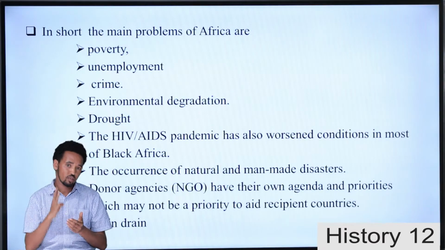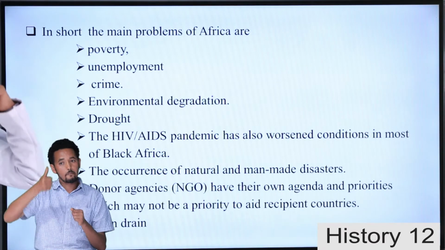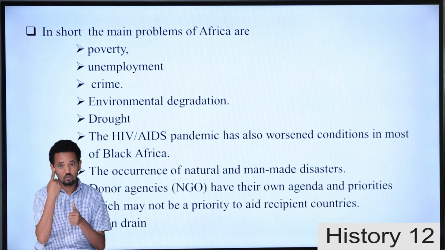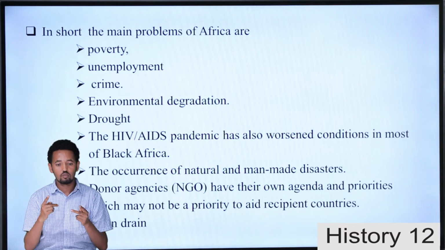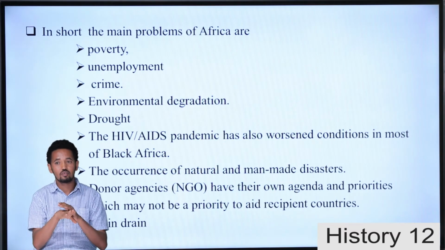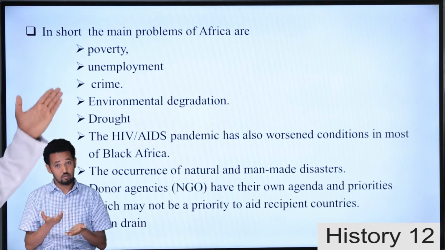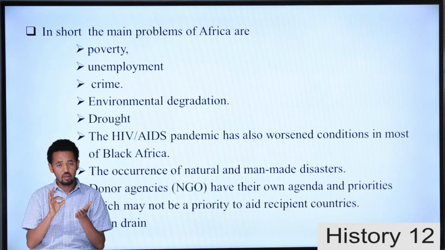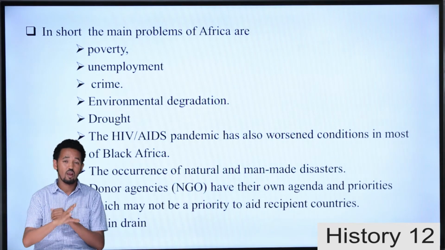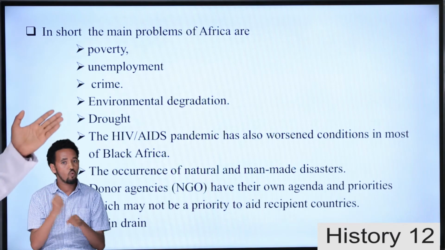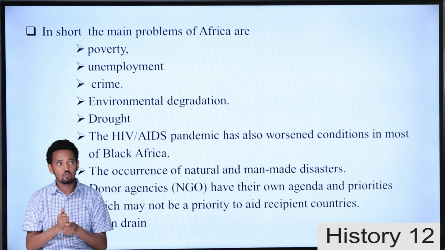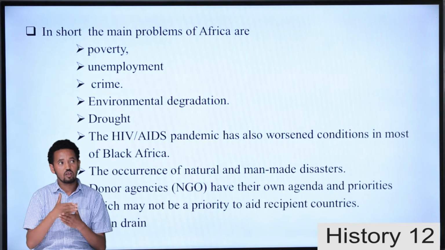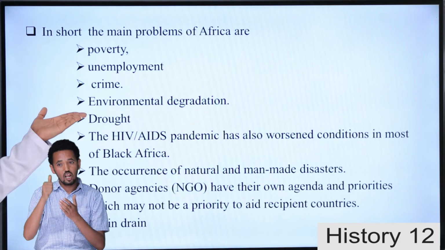In short, the main problems of contemporary Africa, first one, poverty. Poverty indicates absolute poverty, being unable to eat three times a day. The other one, unemployment. There is a high number of adults in Africa, but there is no work. The other one, crime. Crime was another problem of African countries. In addition to crime, environmental degradation. Due to climate change, drought affects the African countries.